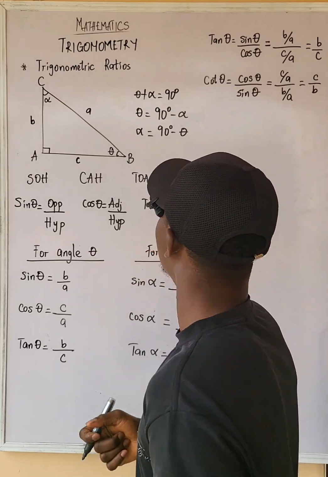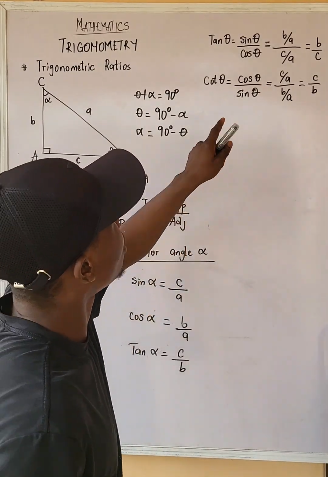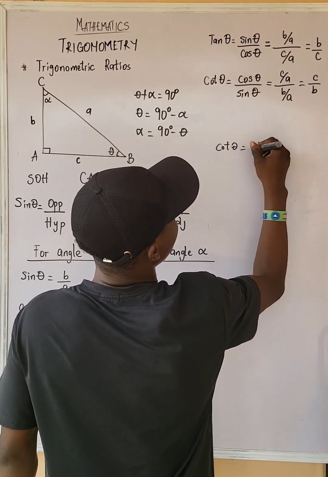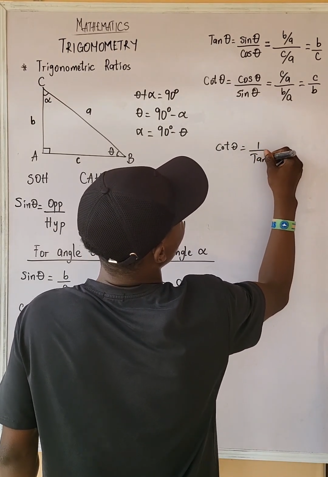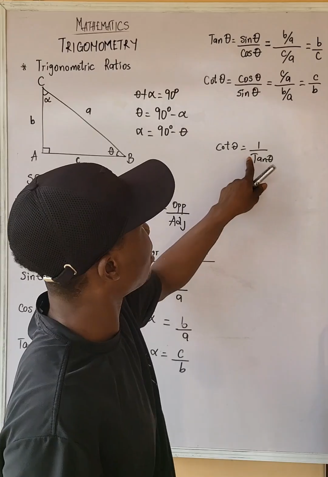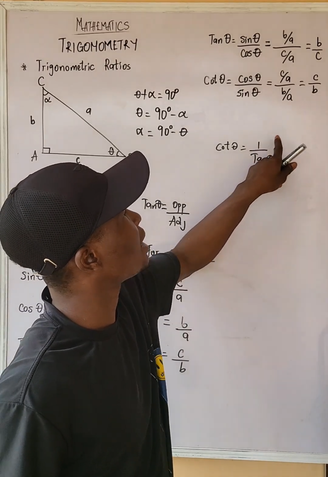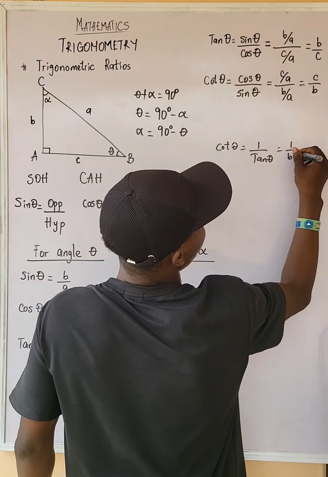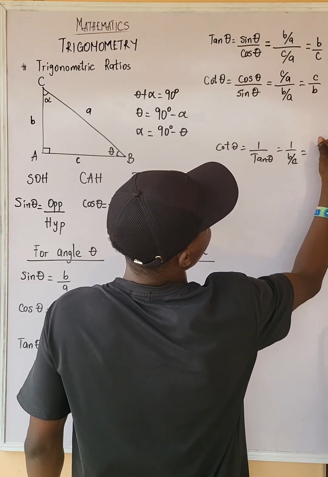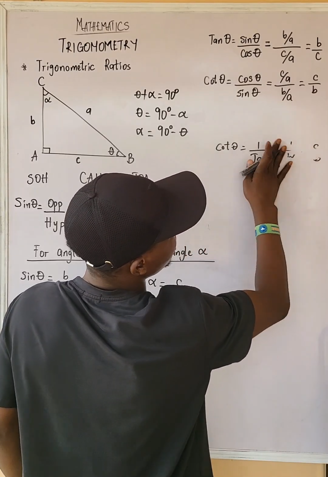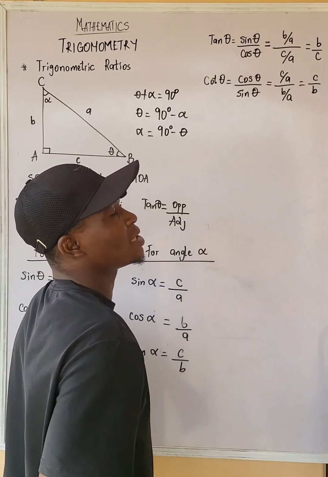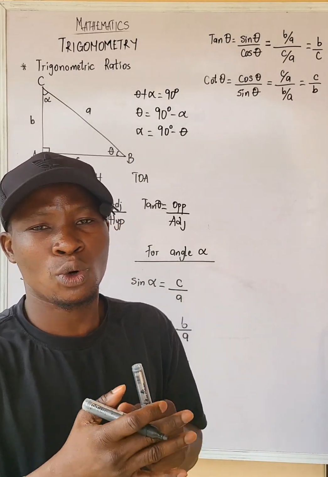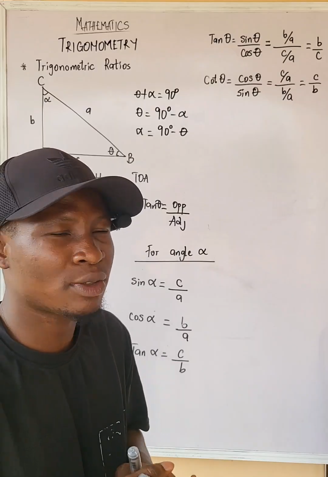Do you understand? Another way to say cot theta can also simply be the inverse of tan theta. Look at it. What's our tan theta? B over C. When you say 1 divided by B over C, that will be C over B. Is it not still the same thing? So another way to say cot theta is 1 over tan theta. But mostly we use it as cos theta over sin theta. So, please don't forget all these formulas.